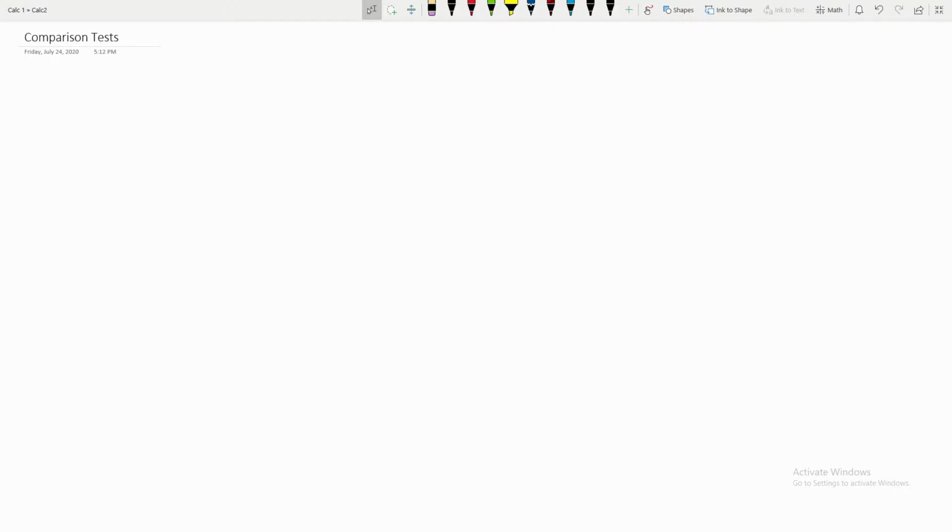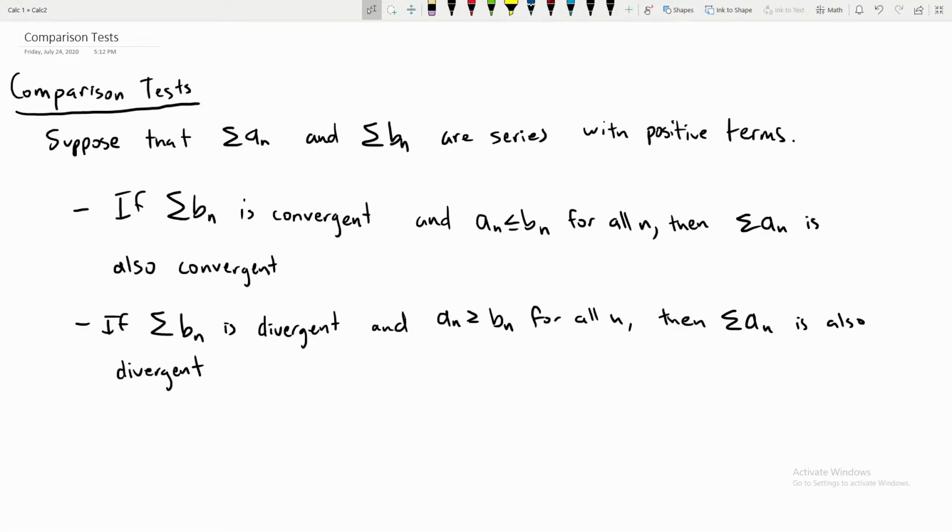So I'm going to go ahead and write out two of the main conclusions that we can come to if we were to use this test. Here are the two main conclusions that we can come to from comparison tests. First of all, we suppose that there are these two series, and both series have positive terms. So we say that if b of n right here is convergent, and every term b of n, for all n, meaning all terms in this second series, are going to be greater than every term in a of n, then a of n is also going to be convergent.